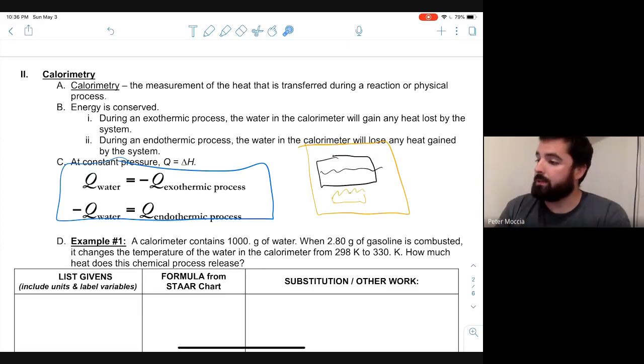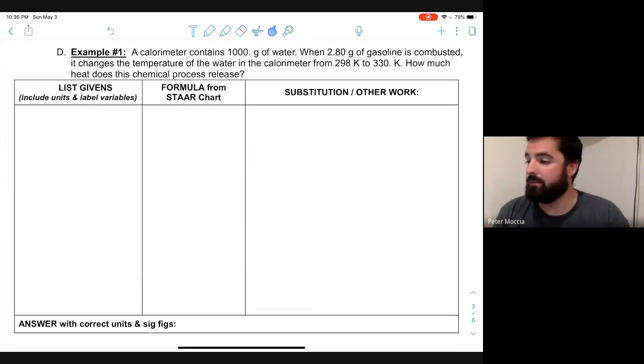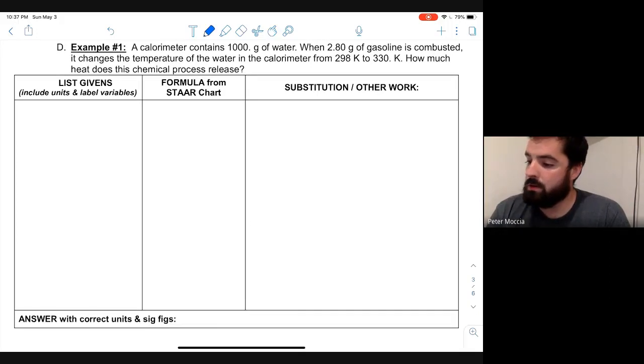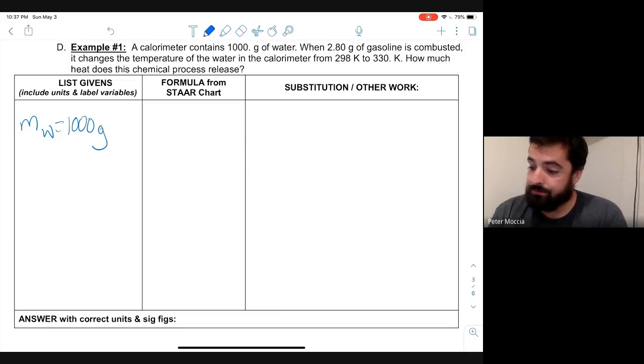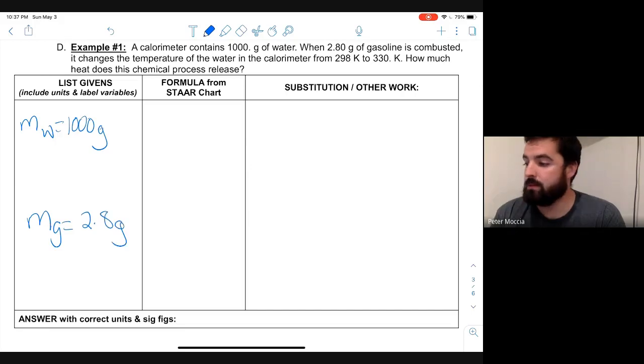Okay, so in this case, we have 1,000 grams of water. So that is the mass of the water. Mass of the water is 1,000 grams. We have the mass of the gasoline is equal to 2.8 grams. Okay.